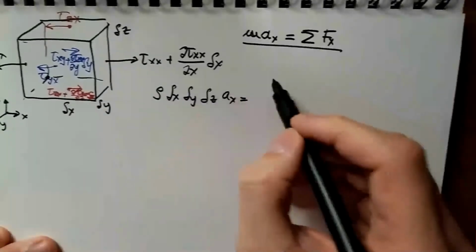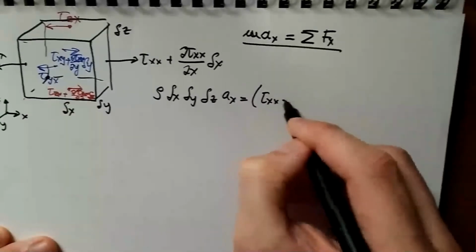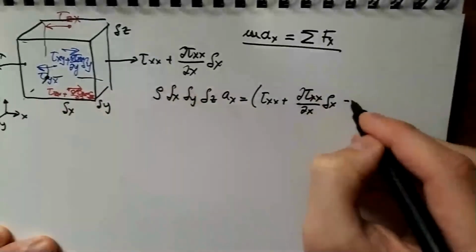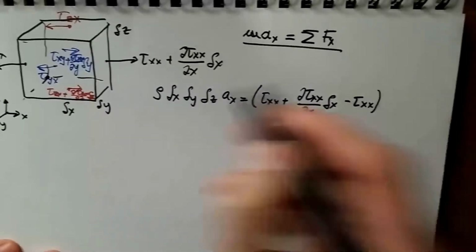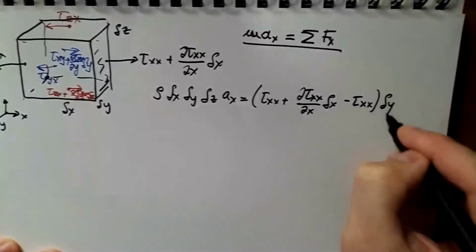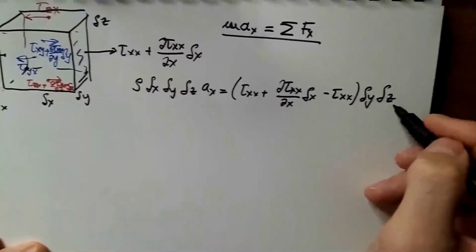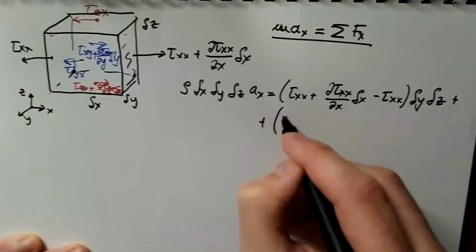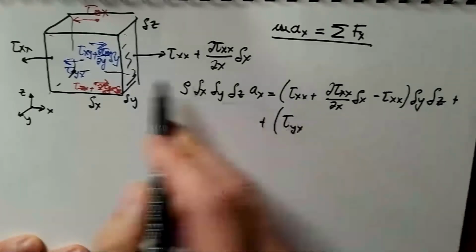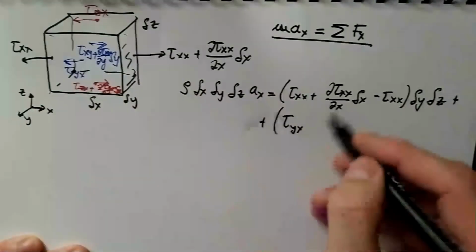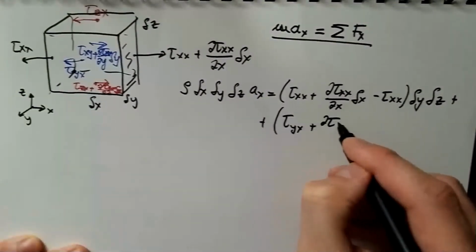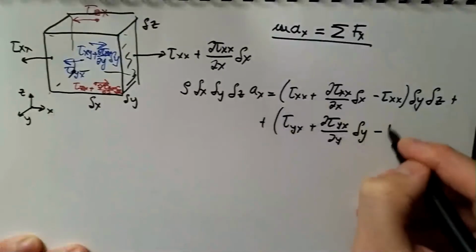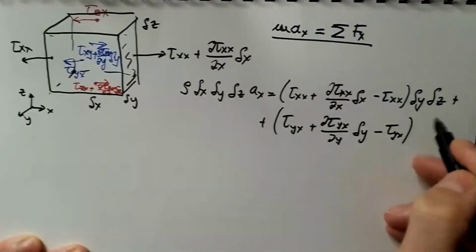First, I will take normal stresses, so tau xx plus delta tau xx over delta x times delta x. In the negative x direction I have minus tau xx, and I have to multiply with area. Area of this side is delta y delta z. Now I add my shear forces, so I am collecting my shear force, blue one basically, tau yx plus delta tau yx over delta y times delta y minus, in the opposite direction of the x-axis, tau yx, and then the area is delta x delta z.